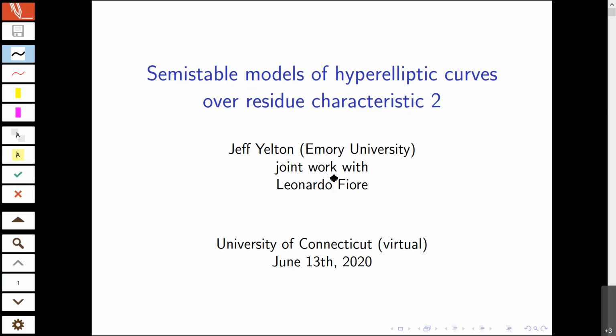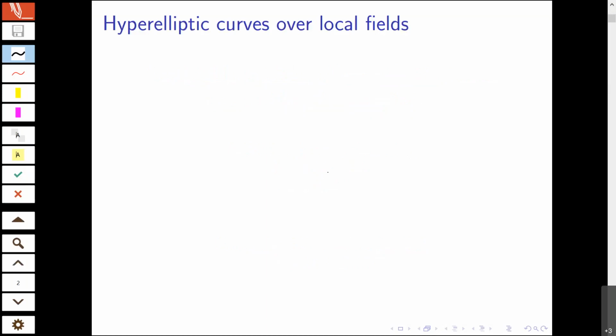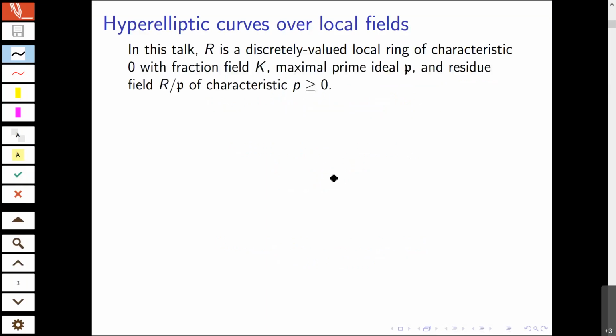Okay, so let's get into it. The main object of study for this talk is hyperelliptic curves over local fields. First of all, R is always going to be a discretely valued local ring with fraction field K, and the characteristic is always going to be 0. We're going to be thinking of this as generally the mixed characteristic case. So there is a maximal prime ideal and a residue field, and that has characteristic p. You could think of p as also being 0 for some of the time in this talk, but we really want to be thinking of the (0, p) mixed characteristic case.